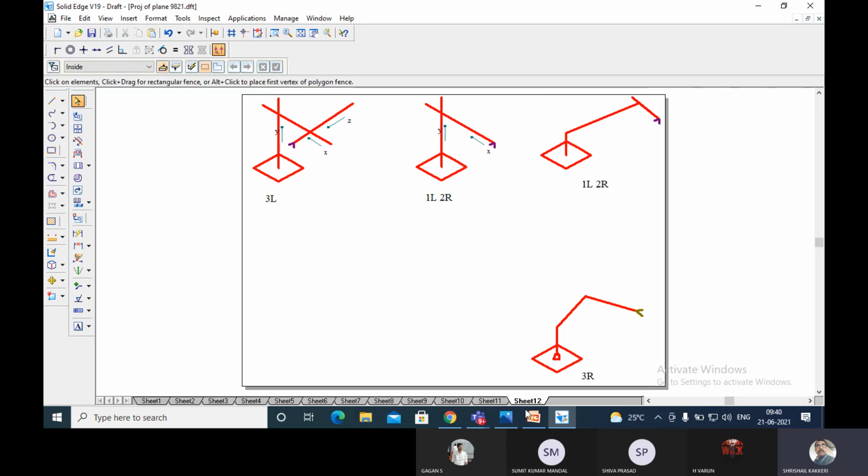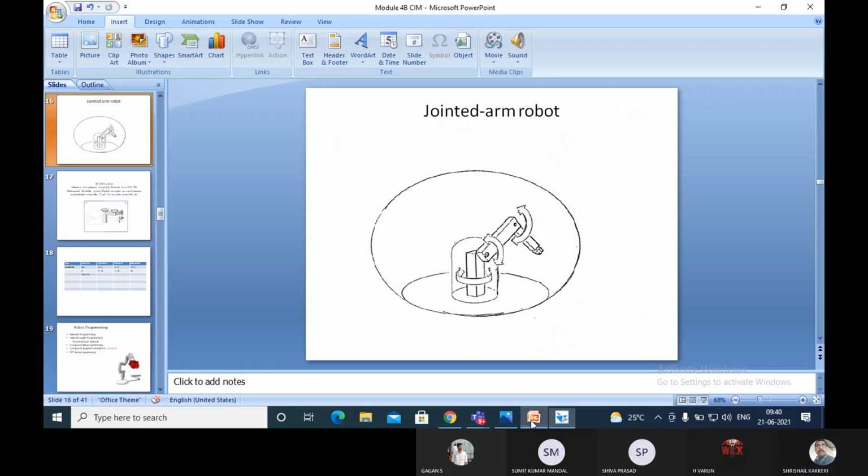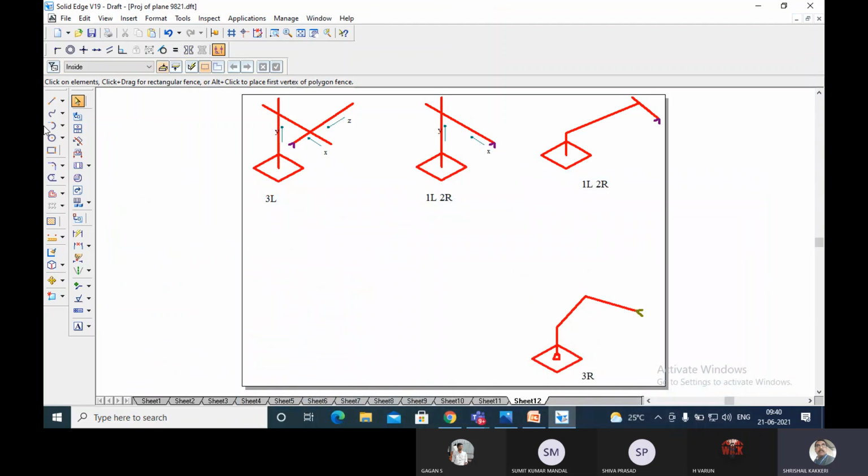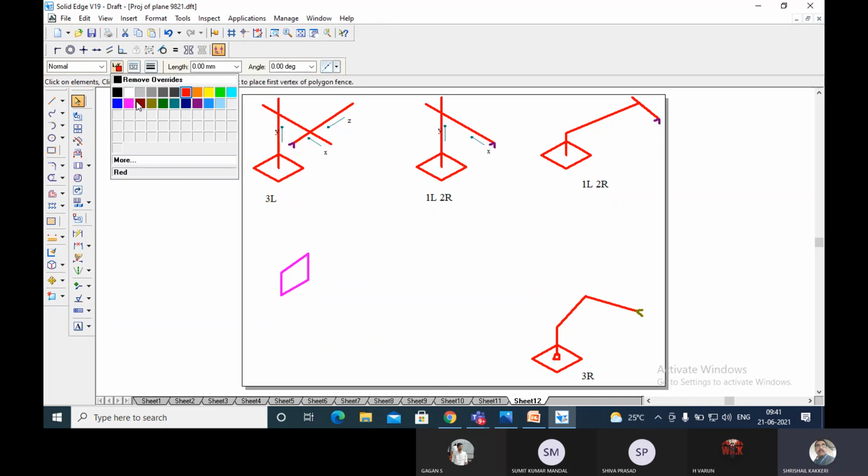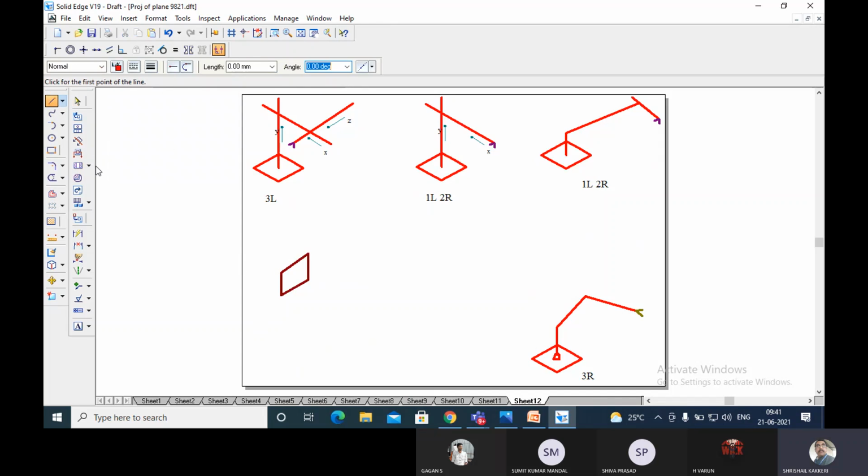Okay, these three types. Now let me come to the jointed arm articulated one, and this is the vertical jointed arm articulated. And if you talk about the horizontal, it will be like this. Horizontal will be like this. This is a frame structure, and here the robot, this one will be there.